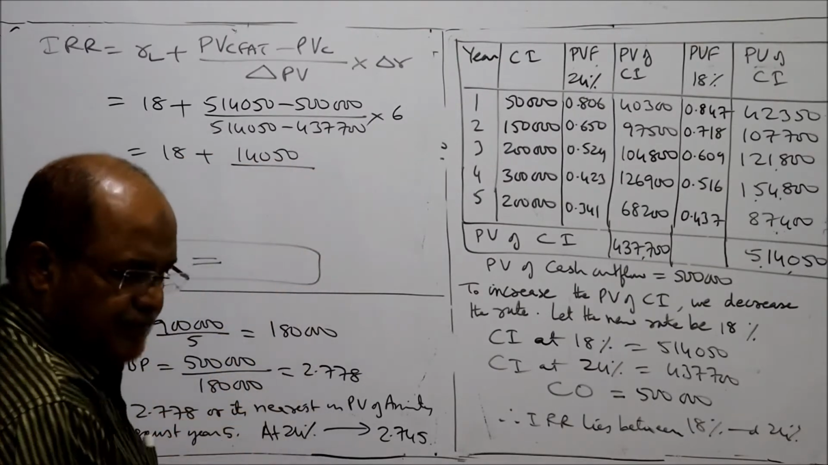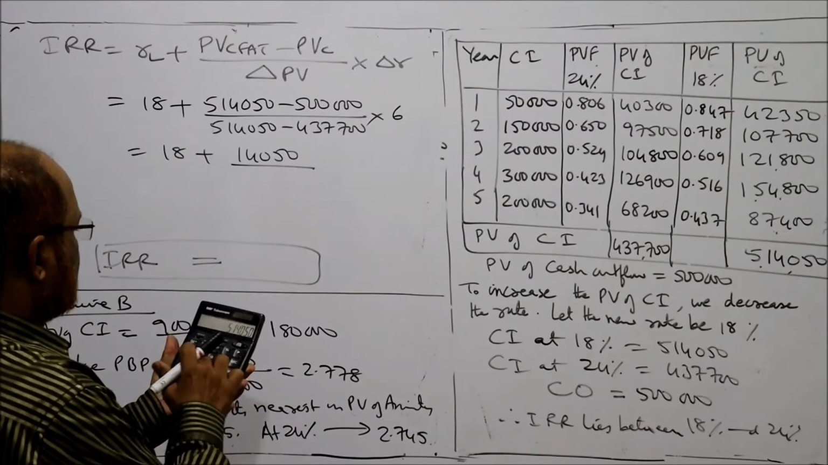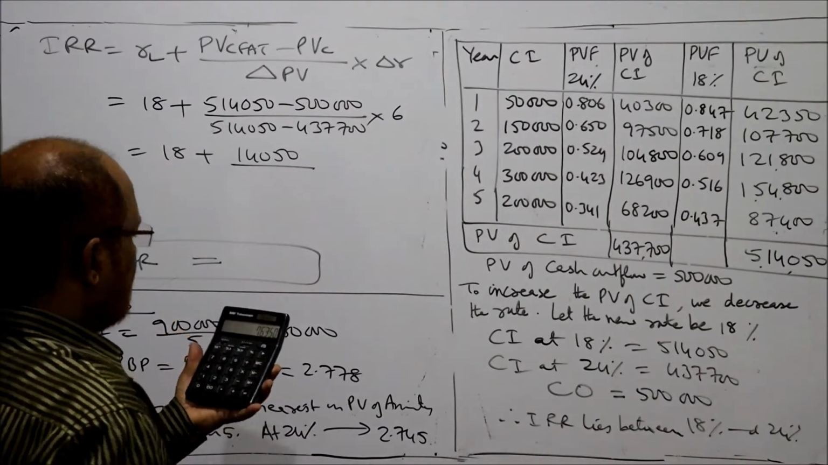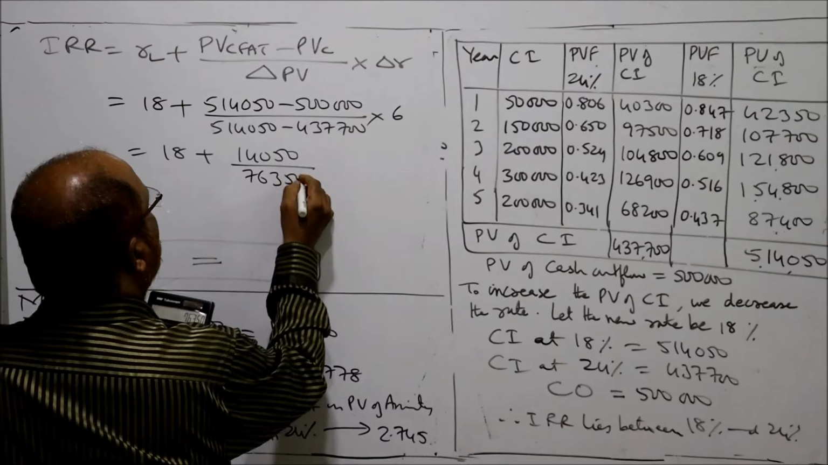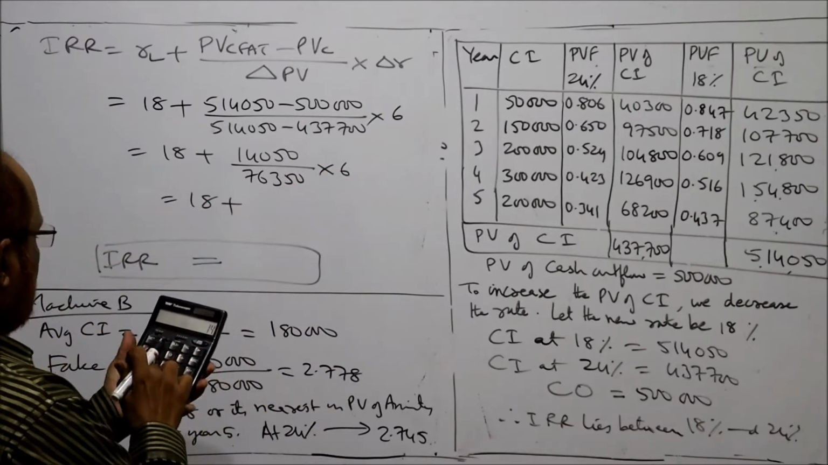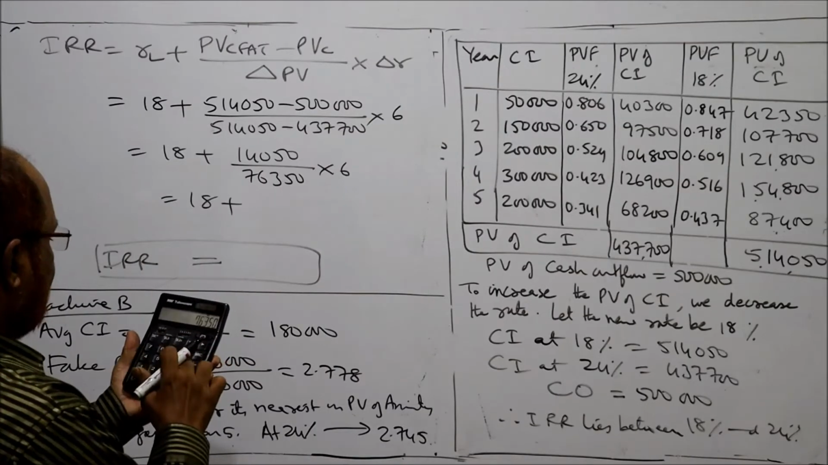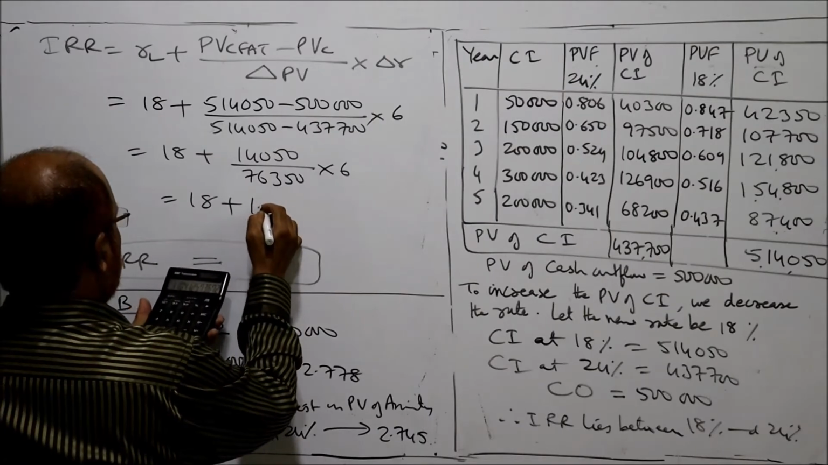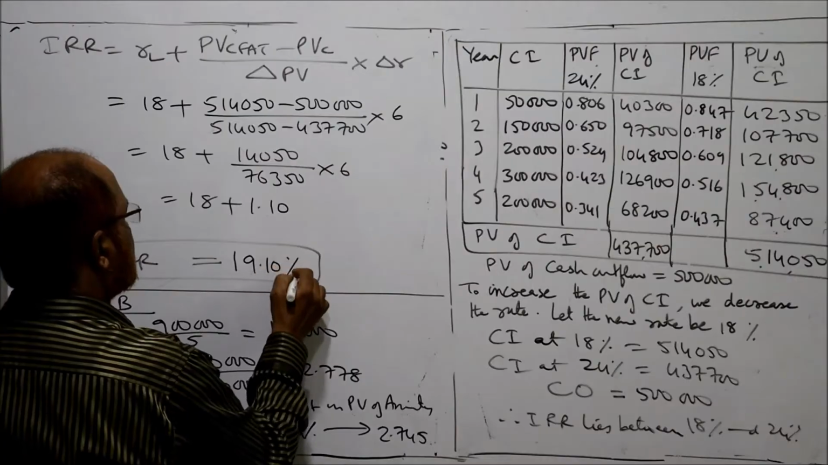14,050 divided by... now we'll find the difference. 5,14,050 minus 4,37,700, you are getting 76,350. So 14,050 divided by 76,350 into 6 is 1.10. So 19.10 is the answer.